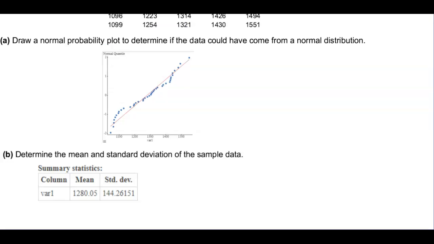So therefore, here we have the following. We have the mean to be 1280.1, and we can see that the standard deviation is going to be 144.3.